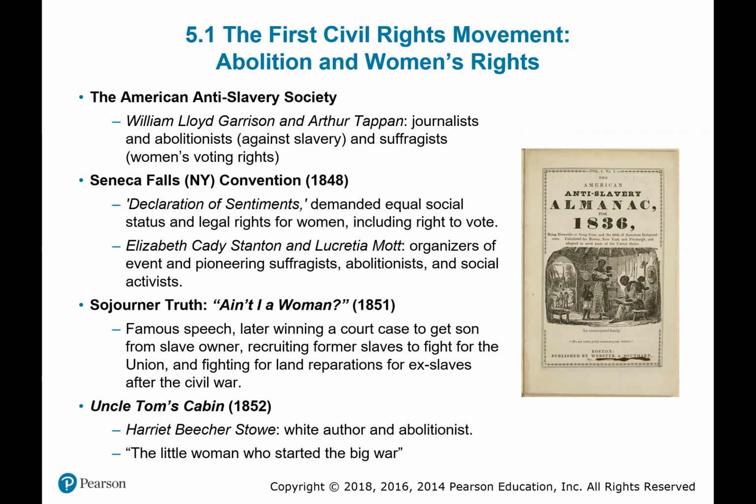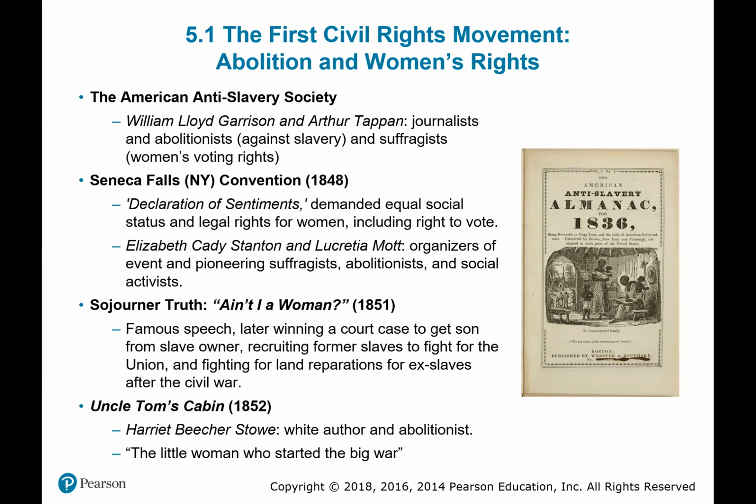The women's rights groups gained notoriety at the Seneca Falls, New York Convention in 1848. And that was put together by Elizabeth Cady Stanton and Lucretia Mott. And they were pioneering suffragists as well as abolitionists and social activists. From that convention, you had the Declaration of Sentiments, which demanded equal social status and legal rights for women, including the right to vote. A later meeting of the same group, you had the famous poem that was recited by Sojourner Truth. She was a former slave, and it's Ain't I a Woman?